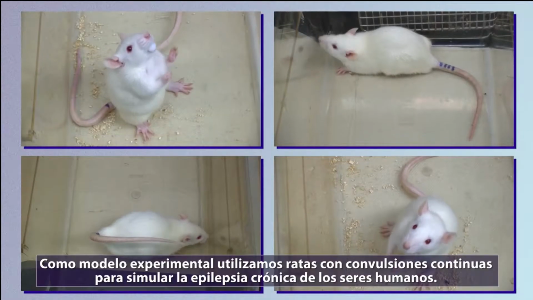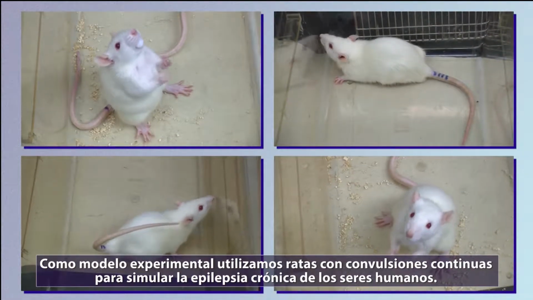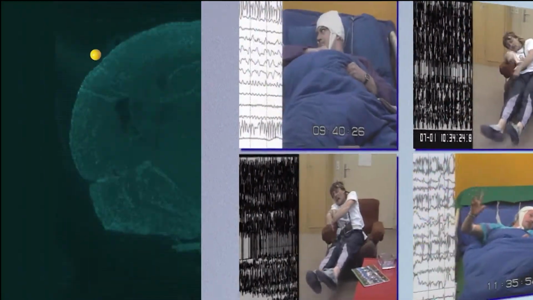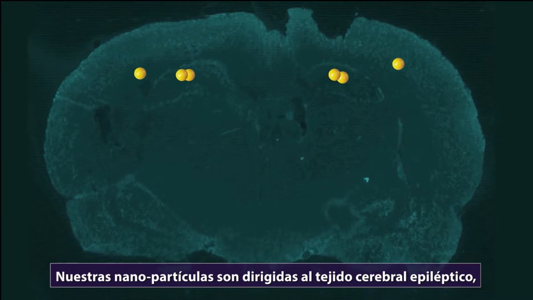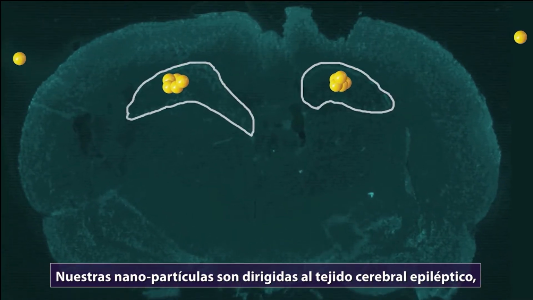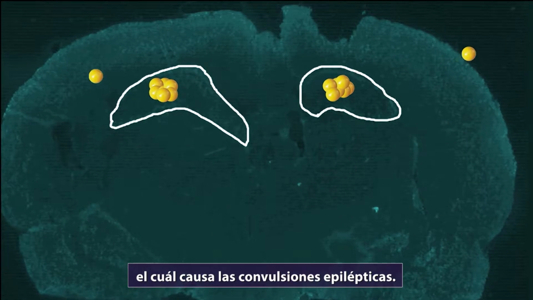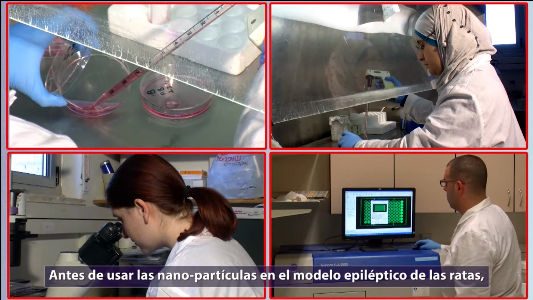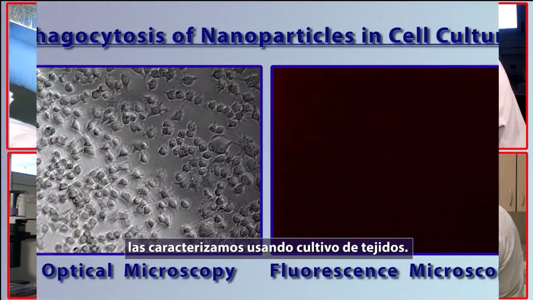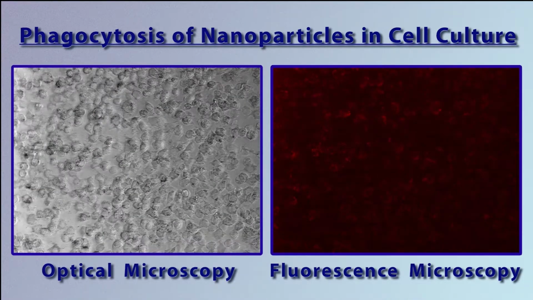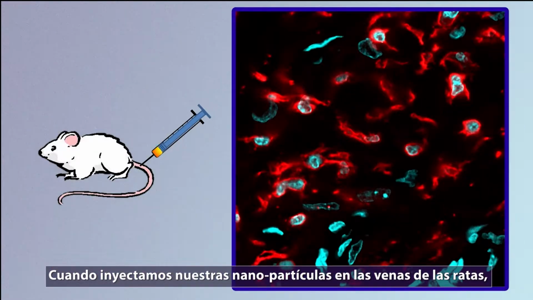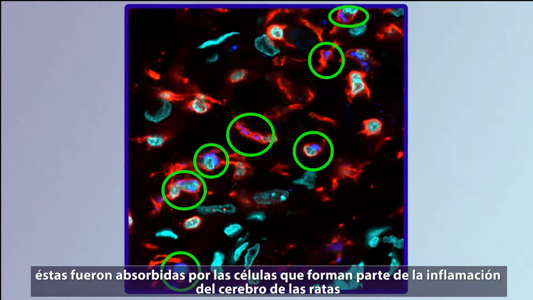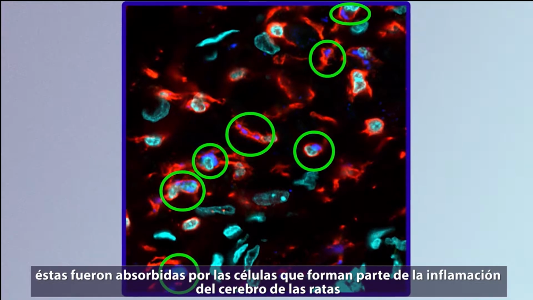brain. We use a rat model of spontaneous seizures to mimic the human condition of chronic epilepsy. Our nanoparticles are targeted to the epileptogenic brain tissue, the tissue that actually generates the epileptic seizures. Before we use the nanoparticles in the epileptic rat model, we characterize them in tissue culture. When our nanoparticles are injected into the rat veins, they are uptaken by cells which are involved in the inflammation in the brains of these rats.